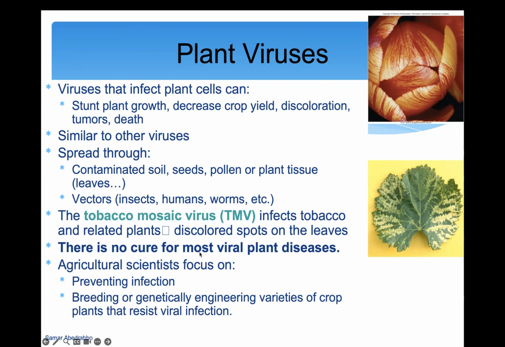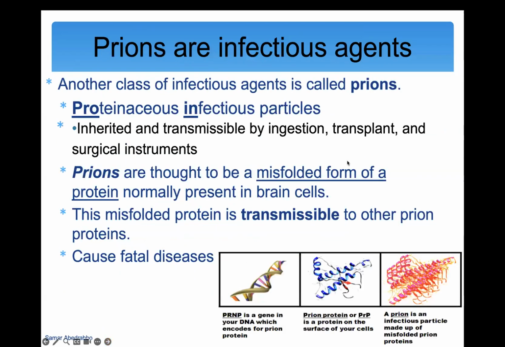So that's why they try to work on breeding genetically engineered plants that are resistant to viruses. And now that we are done with viruses, we're going to end this lecture by talking about prions. Prions are not viruses at all. They have nothing to do with viruses, but I'm going to talk about them with this lecture.